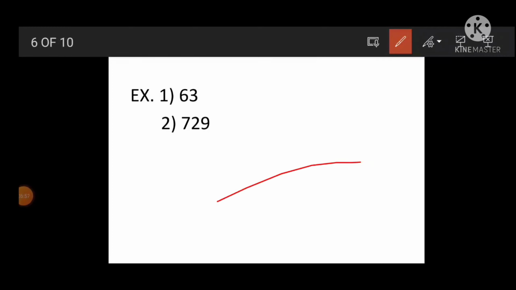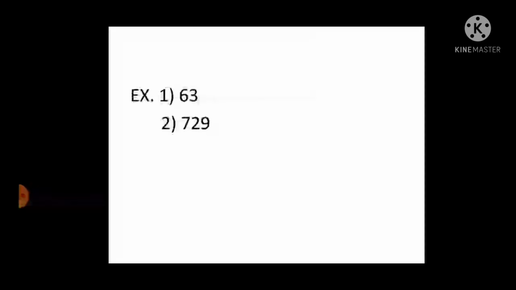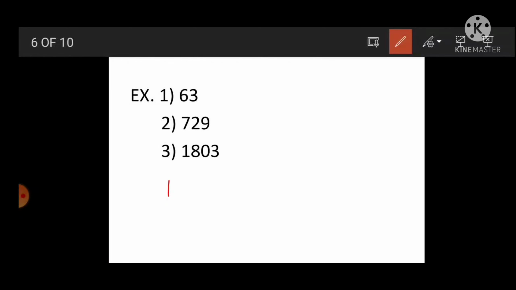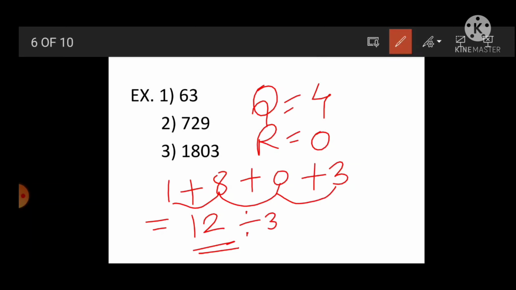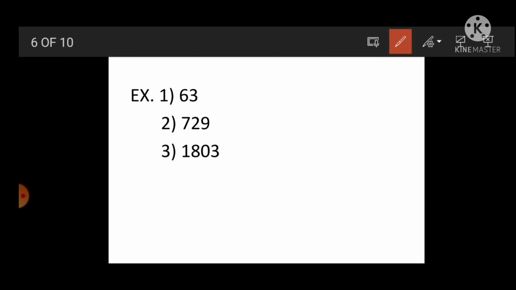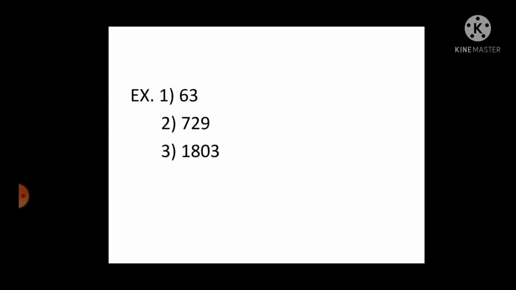see the third example. What is the third example? 1803. Check the sum of its digits. 1 plus 8 plus 0 plus 3 is equal to 1 plus 8 is 9, 9 plus 0 is 9, 9 plus 3 is 12, and 12 is divisible by 3. Yes, 3 4s are 12, the quotient will come 4 and the remainder will come 0, means 12 is divisible by 3, so 1803 is also divisible by 3. Okay, then see the fourth example.